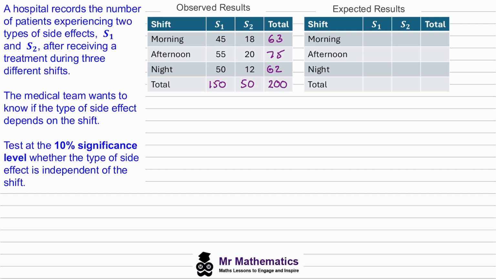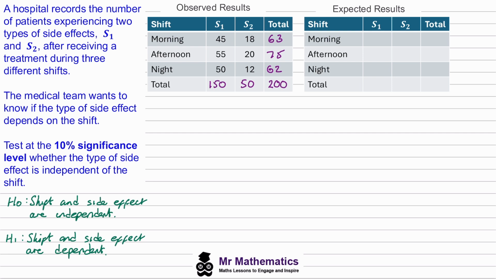So now we've completed our contingency table, we need to define our hypotheses. The first hypothesis we call the null hypothesis, and this is H0. And this is always that the two are independent of each other. Our second is called the alternative hypothesis. We call this H1. And if in our null we're saying they are independent, in our alternative we're saying that they are dependent. This would mean that the side effect is caused by the shift.